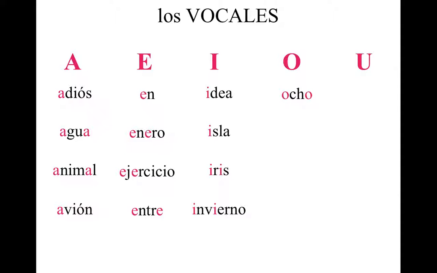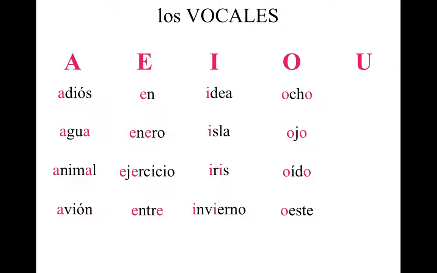Next one, ocho, the number 8. Ojo is your eye, just one. Ojos for both. Oído, saying all the vowels. Oído, putting the emphasis on that I. Oído is the inside of your ear, the part that actually lets you hear things.